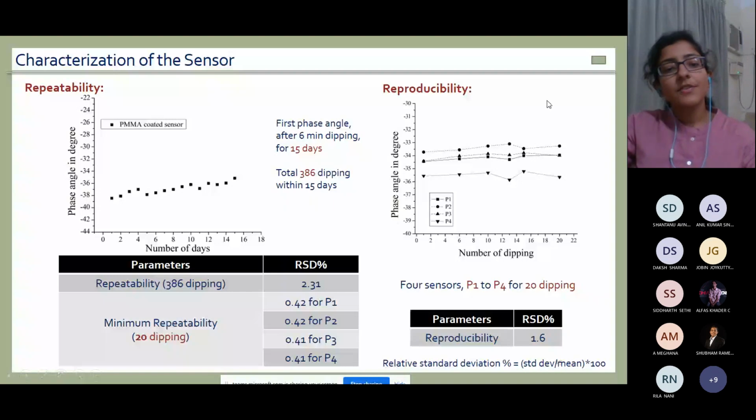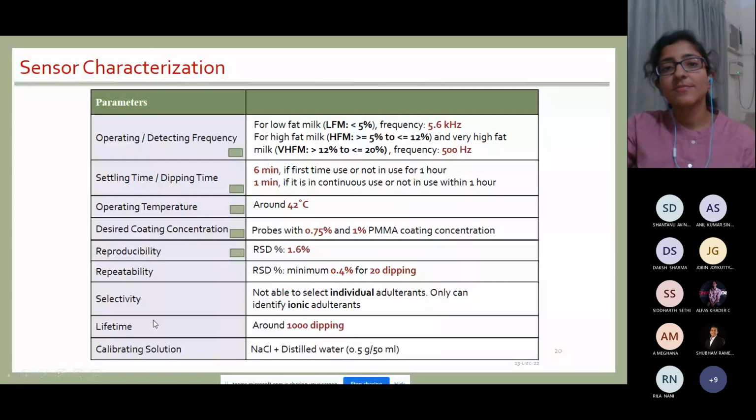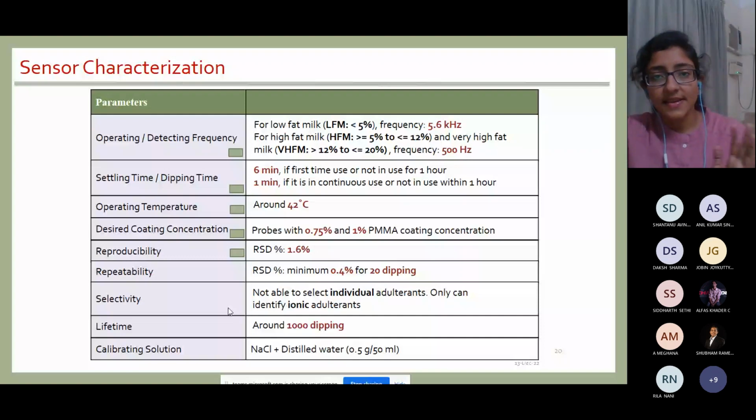In this way we did the selectivity analysis, meaning whether it can identify individual adulterants. If ammonium sulfate is mixed, can it detect that it is ammonium sulfate, or can it only say that it is an adulterant? Whether your instrument is able to detect a particular adulterant, or can only say that it is adulterated milk, you need to test that also. The instrument we developed is not able to identify the individual adulterants, but it can detect the ionic adulterants and show that it is adulterated milk.